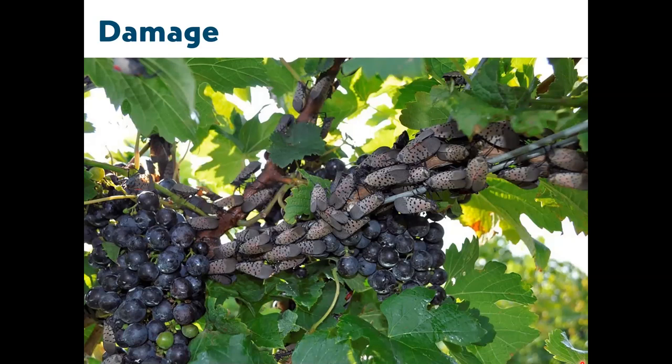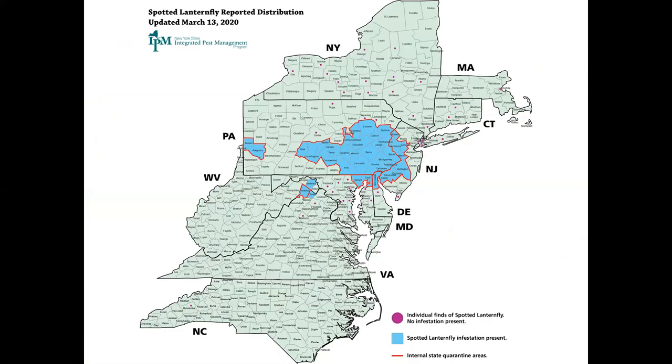Here's the current distribution of spotted lanternfly in the Northeast. You can see its epicenter where it was originally found in Berks County, Pennsylvania, and it has radiated out from there, now occupying or becoming established in four different states. These pink dots represent individual sightings that have occurred in New York State. However, it is not believed that there are any established infestations of this species in New York. However, it is an important target for early detection efforts, so a great one to keep your eyes out for as you're recreating this summer.